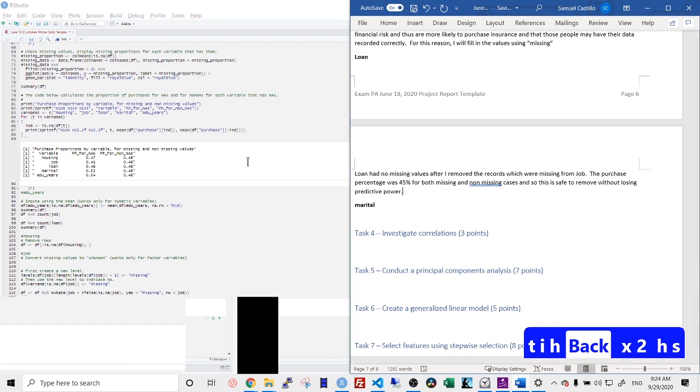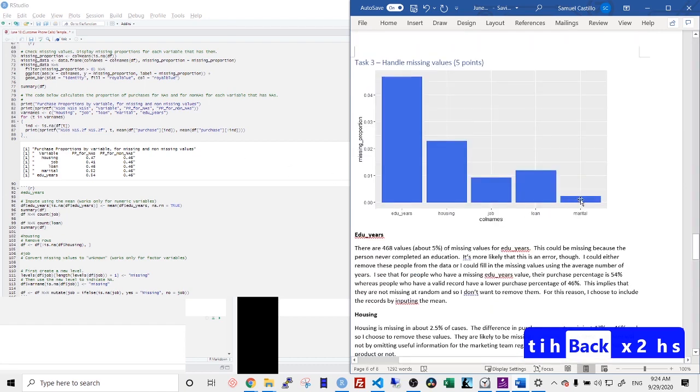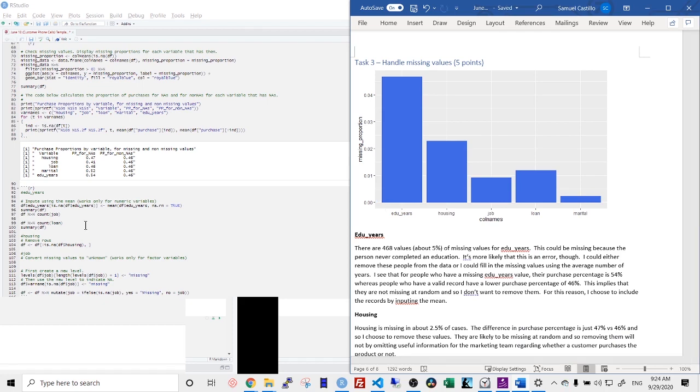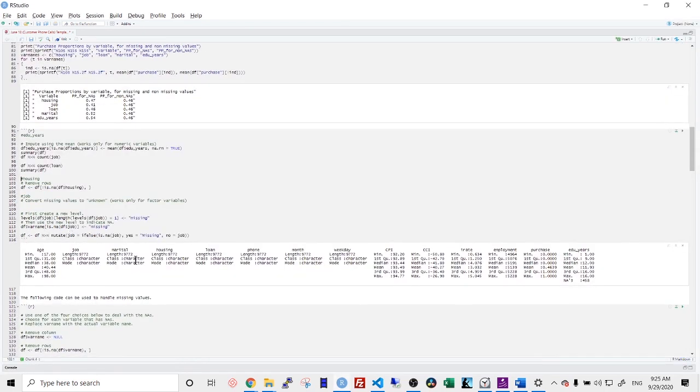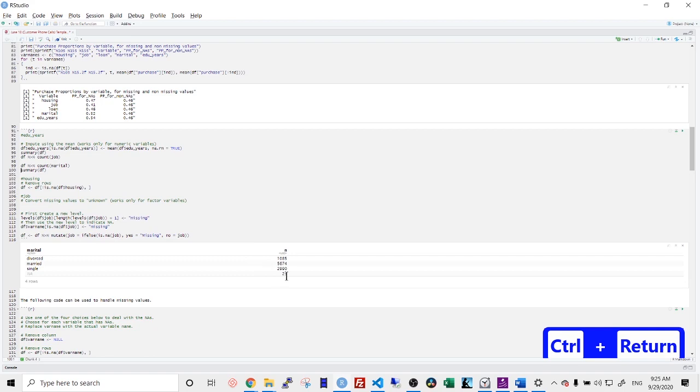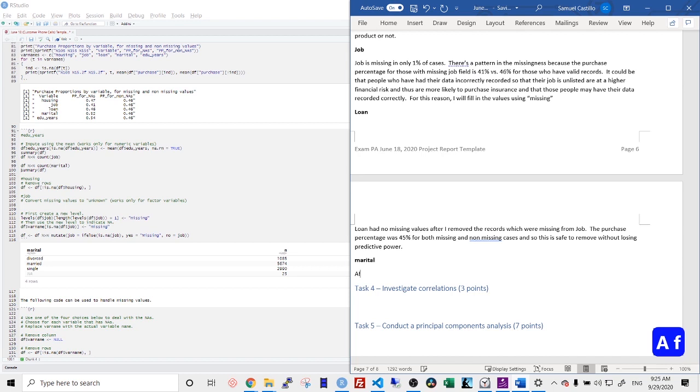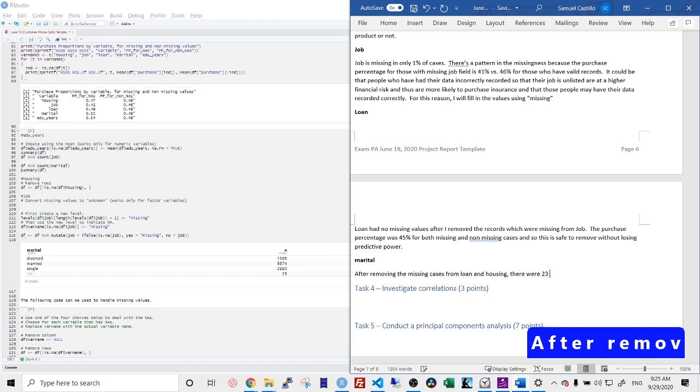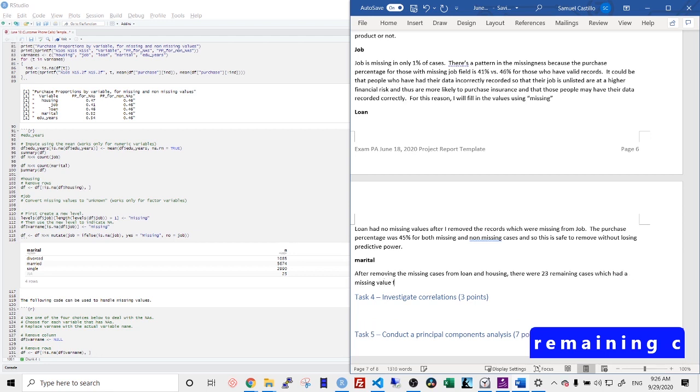Okay, finally, marital. Marital had only a few cases which were missing, and here again it's showing as a character. So let's try a count, and there are 23 records which are missing. 23 records after removing the other variables. So after removing the missing cases from housing and loan, there were 23 remaining cases which had a missing value for marital. And then consider the purchase percentage.